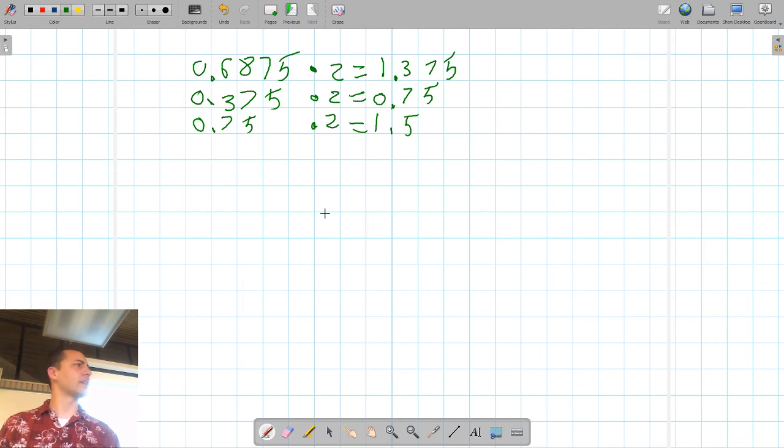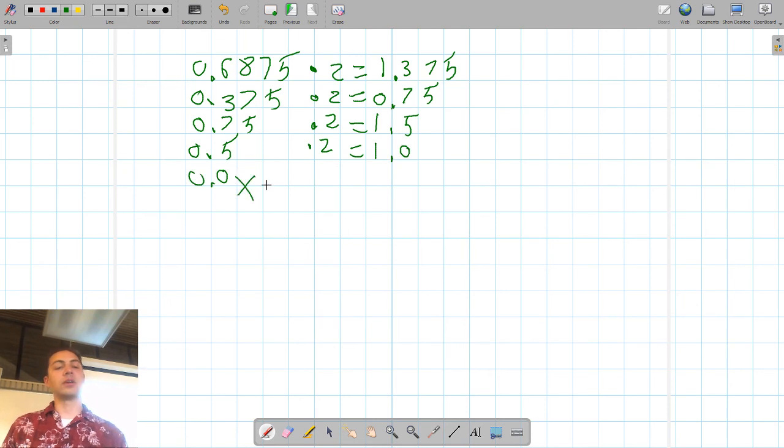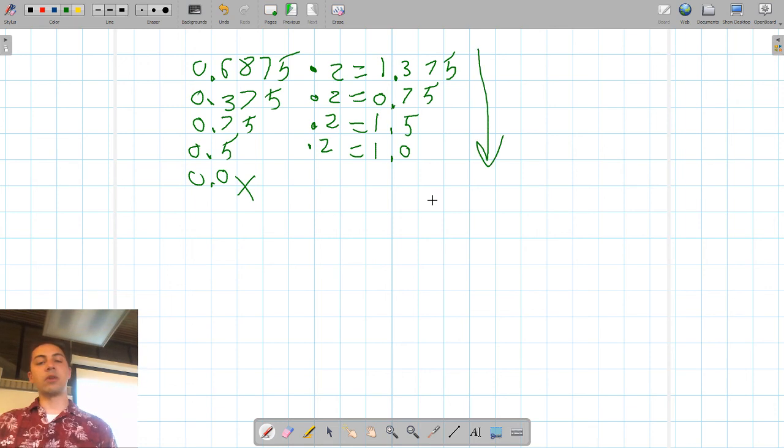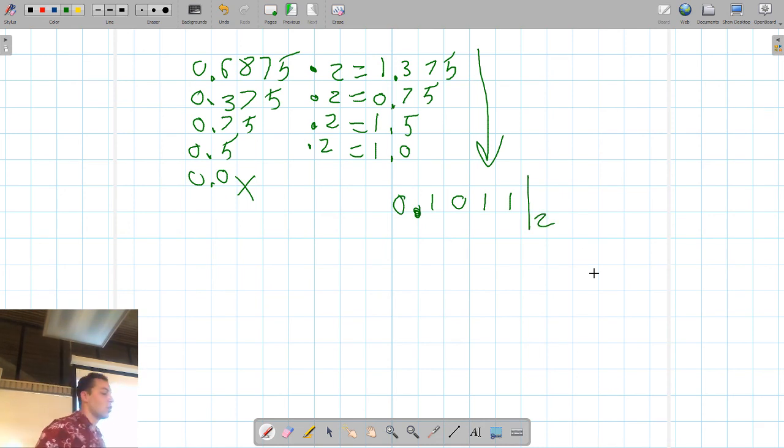Sometimes I make leaps like that, and I make a wrong leap. It's like 2 to the 3 being 9. 1.5, so then I take the integer portion off. It's 0.5 times 2. That's equal to 1.0. And then I've got 0.0, so I'm done. I stop there. And then I read from the top down and write it out. 1, 0, 1, 1. So this number in base 2 is 0.1011. It's pretty cool.